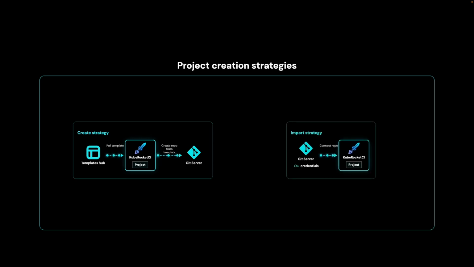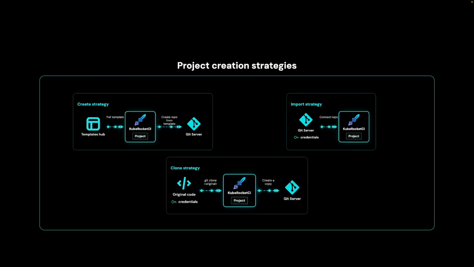The Import strategy connects the platform to an external version control system and allows KubeRocketCI to work with code in its original location. Use it when the repository must remain in a specific place outside the platform. The Clone project strategy allows you to duplicate existing code into the platform while leaving the original repository intact. If the repository is private, you will be prompted to provide credentials. Use this strategy when you want to migrate code into KubeRocketCI.